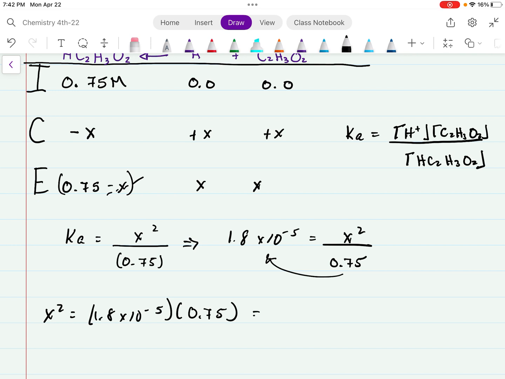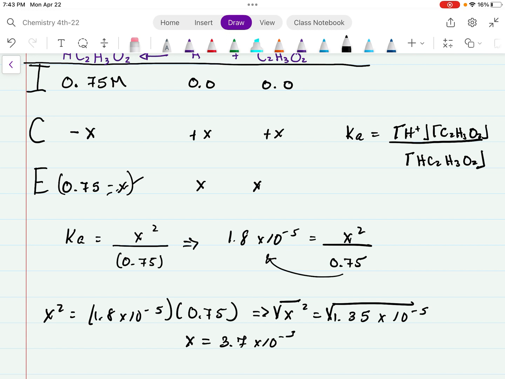Okay, and then I'm going to simplify this a little bit further. I multiply these two, and I end up with x squared is equal to 1.35 times 10 to the negative 5. Okay, now to get the value of x, I take the square root of each side, and I find that x is equal to 3.7 times 10 to the negative 3.